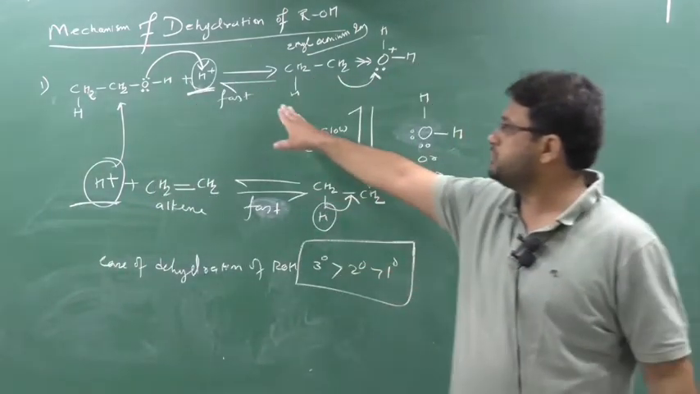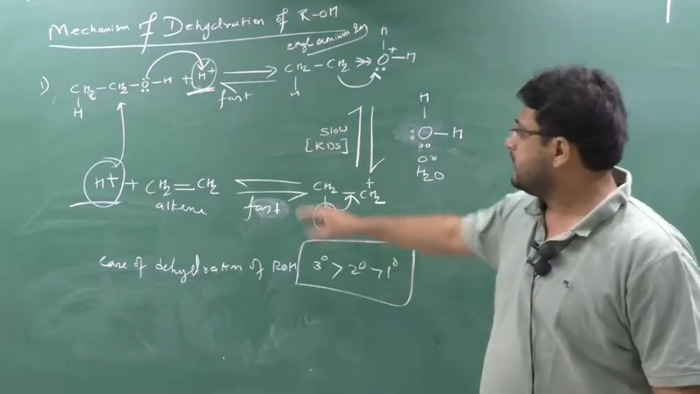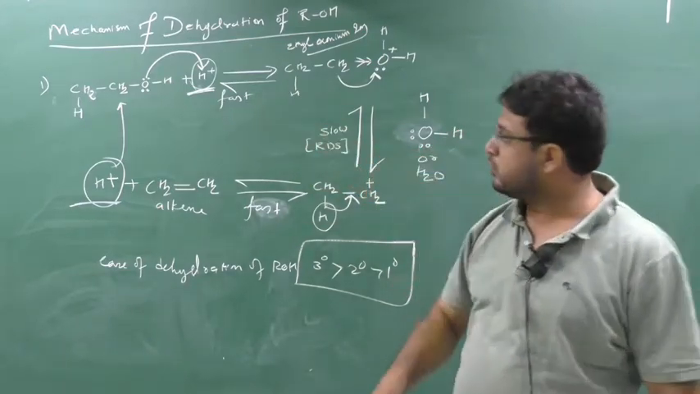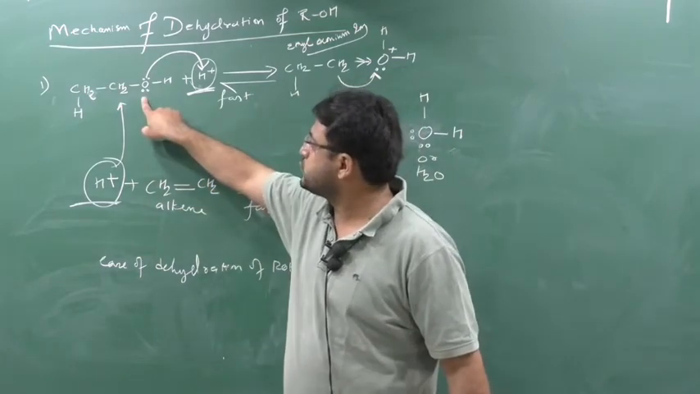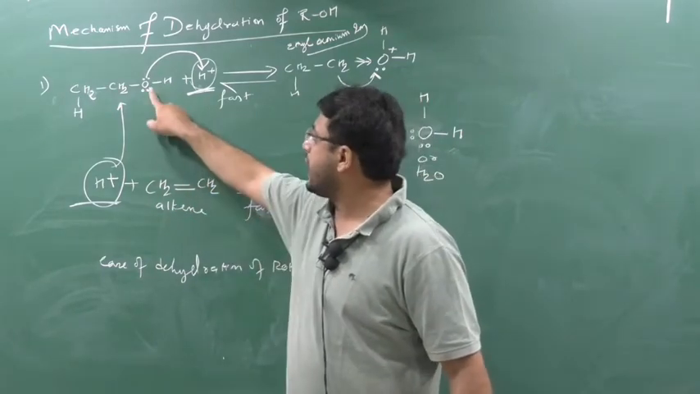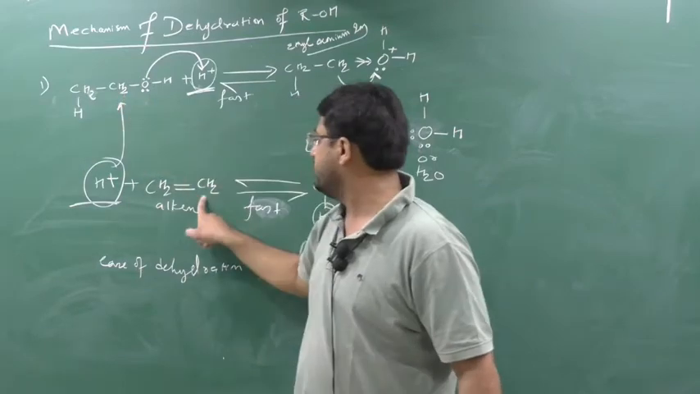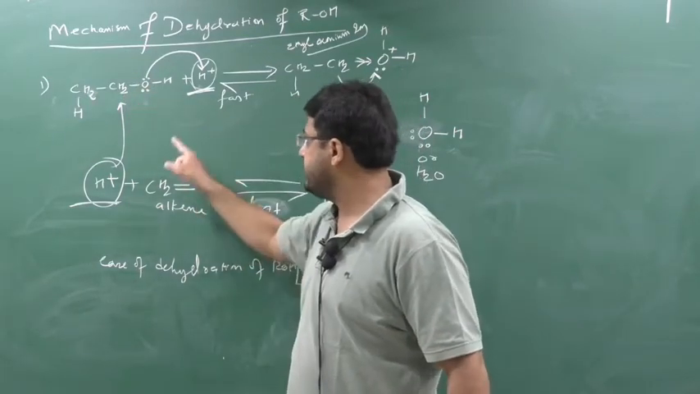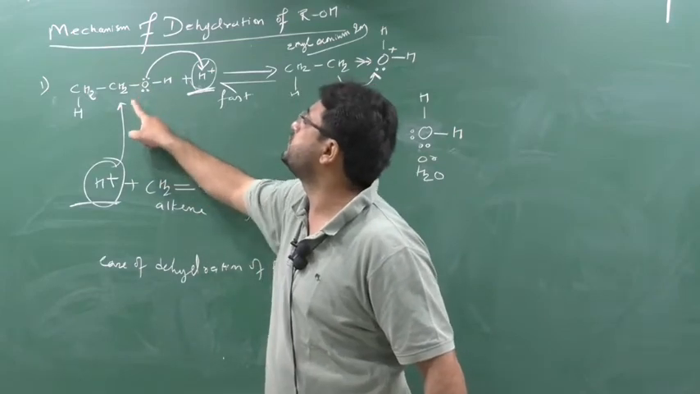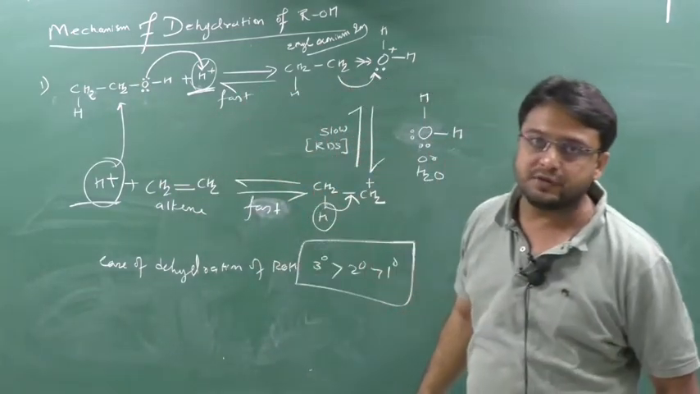First step, protonation. Yes or no? First step, protonation. One thing more, you can see from here to here. Here there was OH, but here there is no OH. So I have removed OH from what? This CH2 only. See, this is CH2, this is CH2. So I have removed this OH from this CH2 only. Means I have done the cleavage of C-O only. So this is an example of cleavage of C-O also.